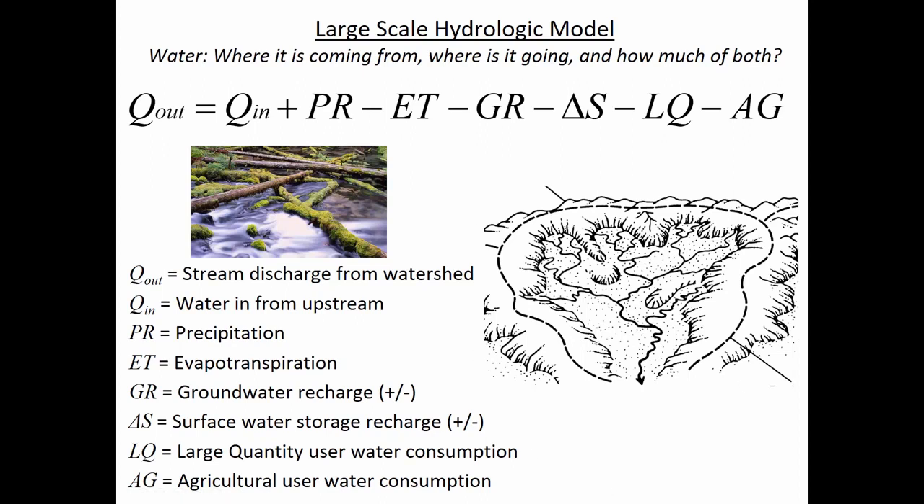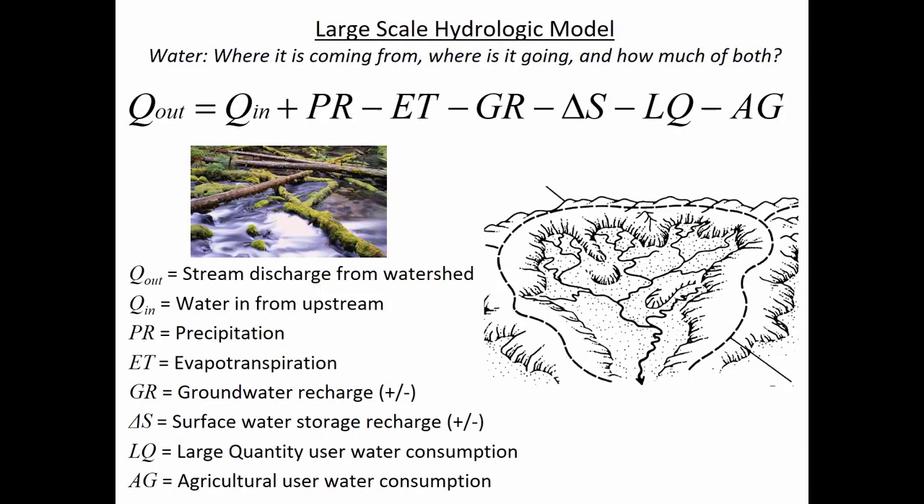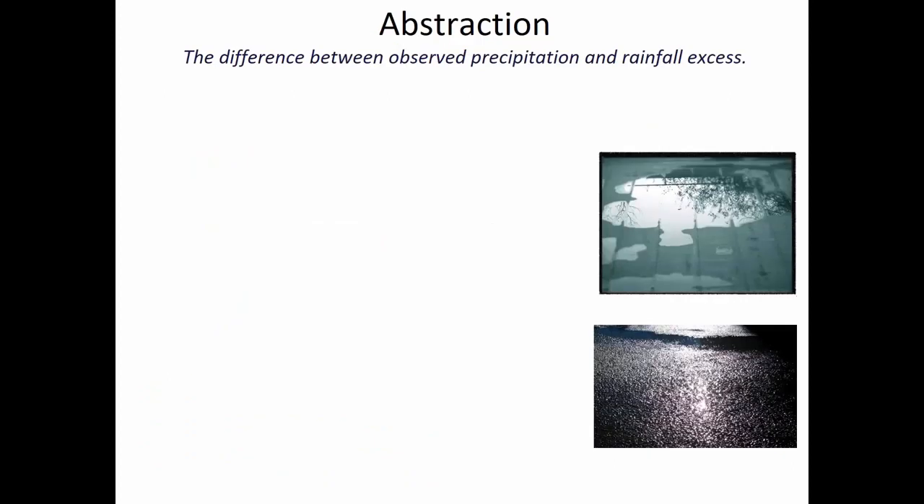And so during one of those big events where there's a lot of precipitation, the change in storage will be important. But the relative contribution of large quantity users and of agricultural uses become less important on the short term. It's really only in the long term that some of these factors play an important role. So let's talk about some of the background of these different terms.